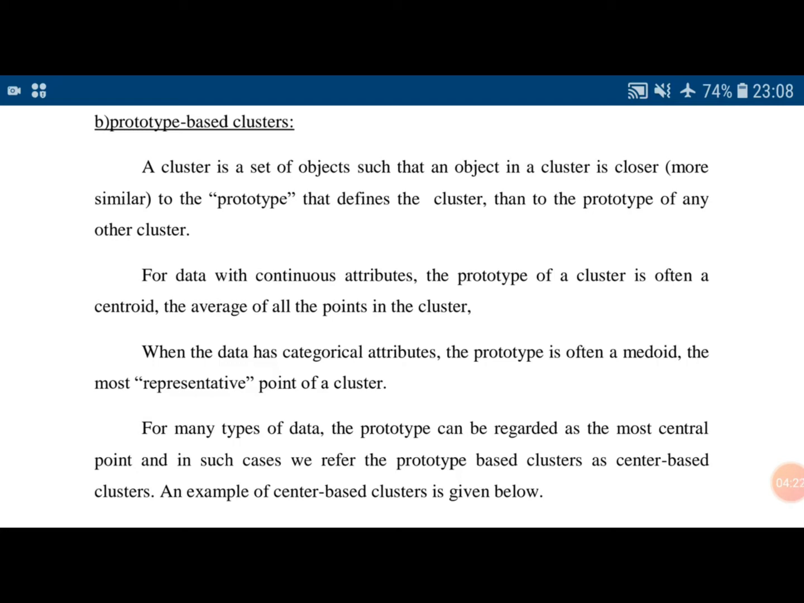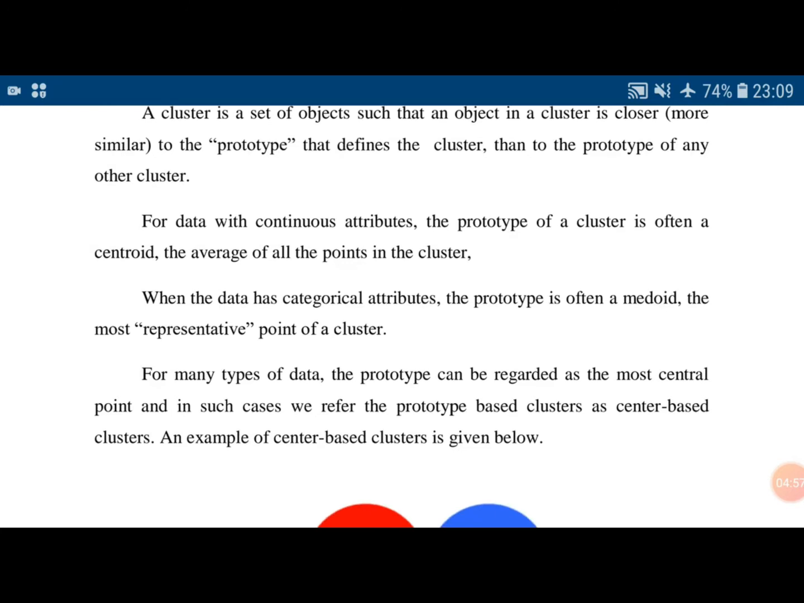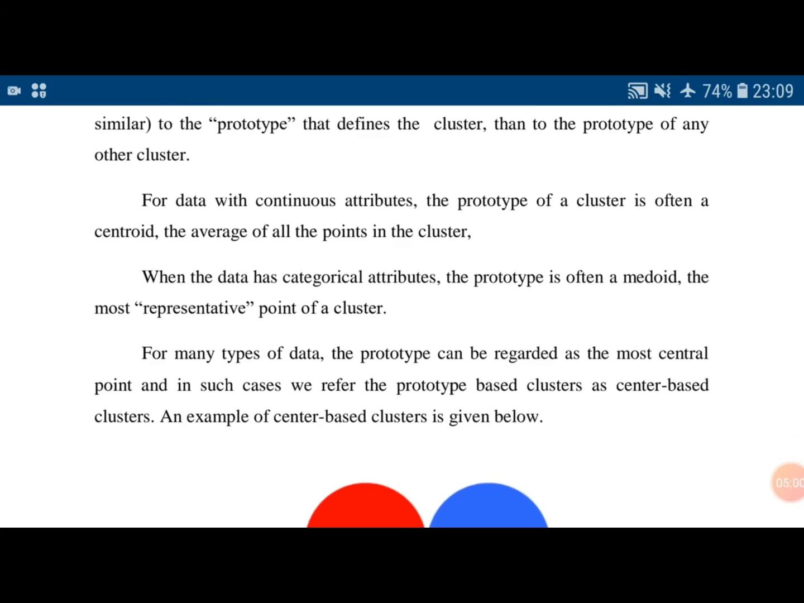Data consists of some continuous attributes. Continuous attributes means any attribute having values in a continuous manner. For example, age is a continuous attribute. Height is also continuous. Temperature is a continuous value. So like that, for data with continuous attributes, the prototype of a cluster is often a centroid, the average of all the points in the cluster.